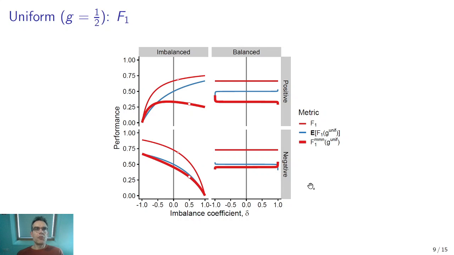And here I'm showing the F1 score of this model as a function of the imbalance coefficient delta. You can interpret these as comparing different applications or data sets where the class imbalance is different. What we see is that the positive F1 increases with delta, and the negative F1 always decreases with delta.